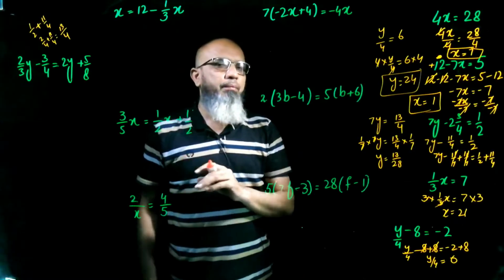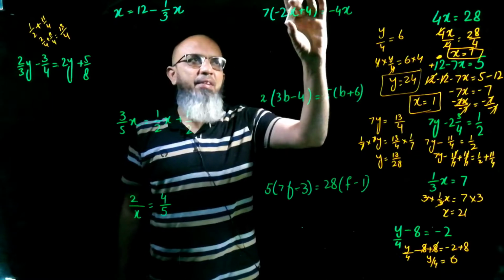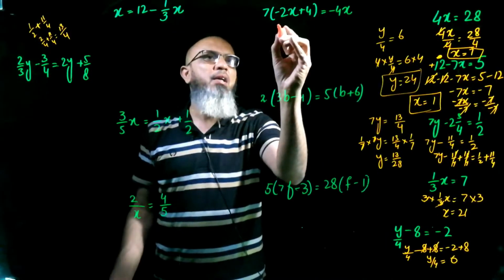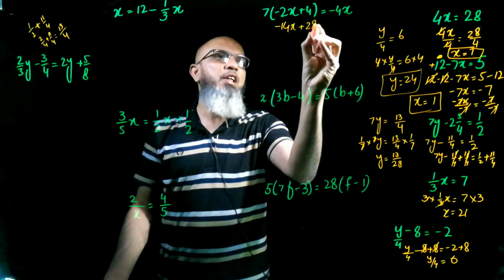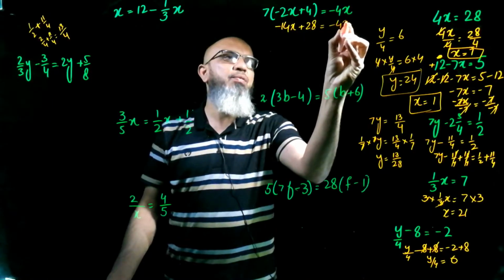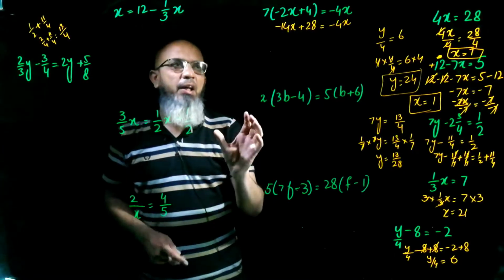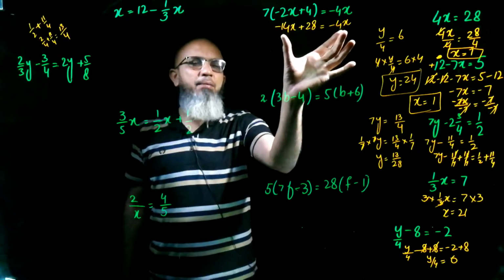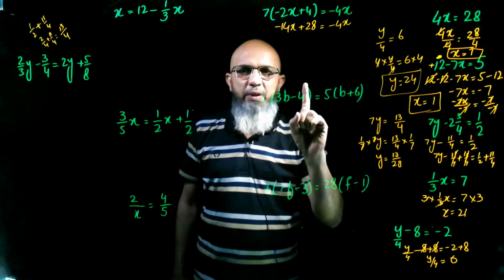So come here, what is this? First we will open this bracket. This 7 multiplies with each value. 7 twos are minus 14x, plus 7 fours are 28, is equal to minus 4x. Okay, now here we have to find a new thing: we find the variable on both sides of the equation. Here in all these questions we have only one variable.